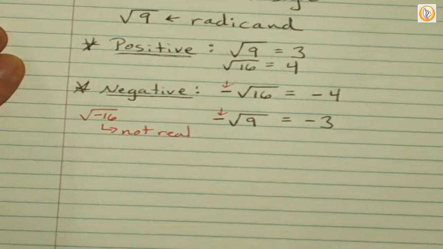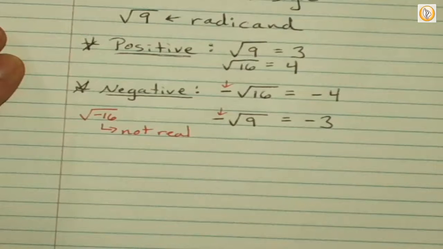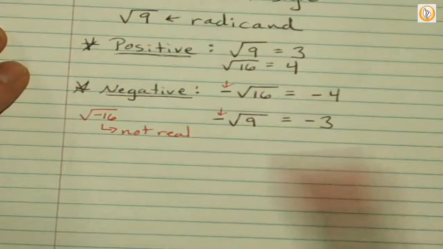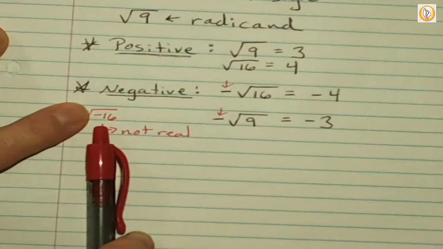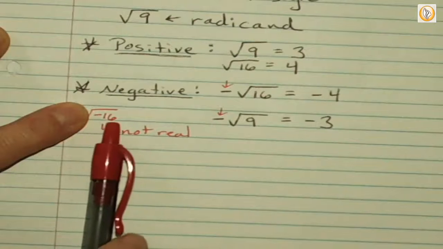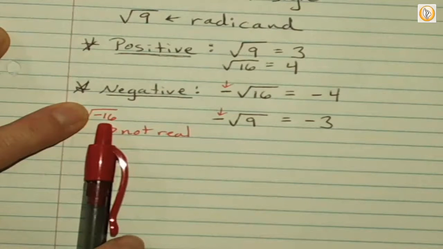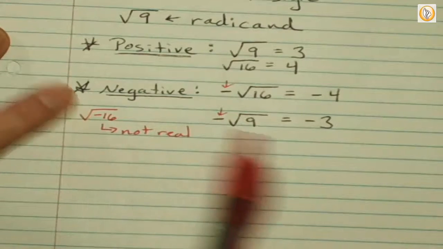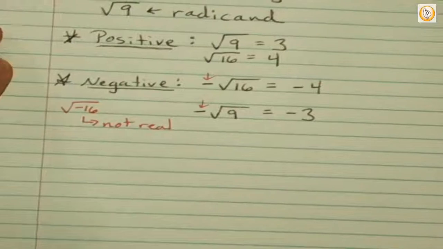Oh no, new. And then one question. What is this, the negative on the outside and on the inside? Then I believe it's still not real, because there's nothing we can do to get a -16. -4 times -4 is a +16. You see what I'm saying? So there's no way to get the negative on the inside.